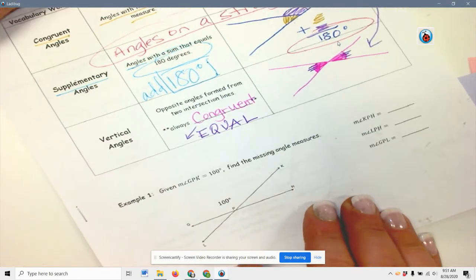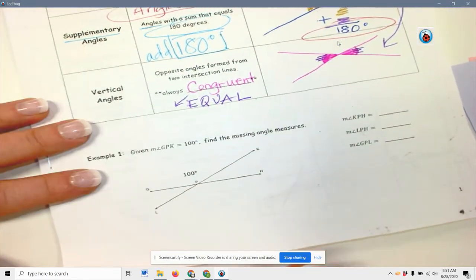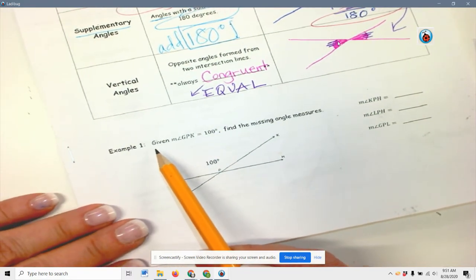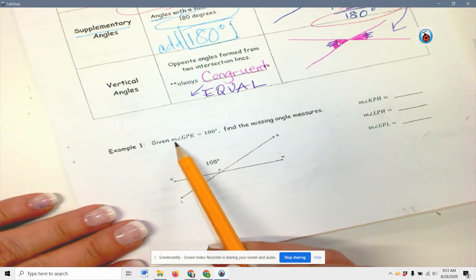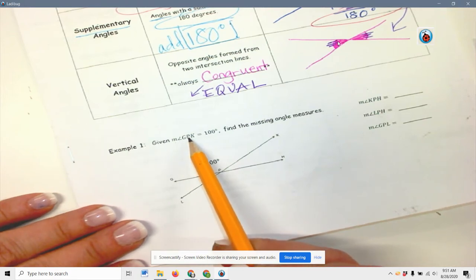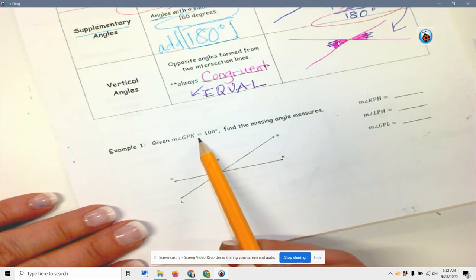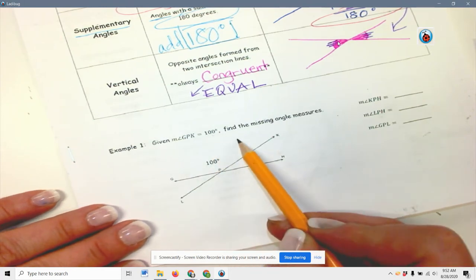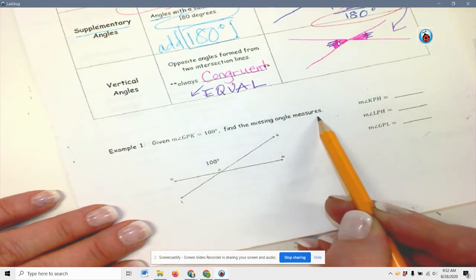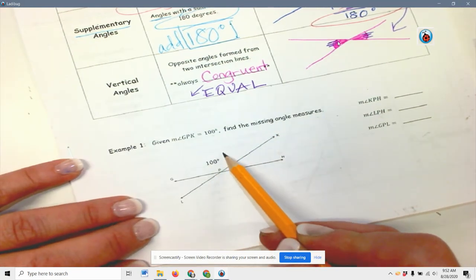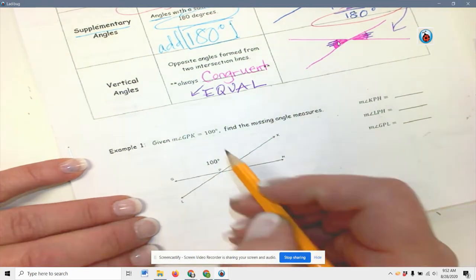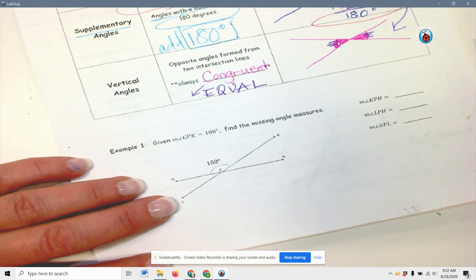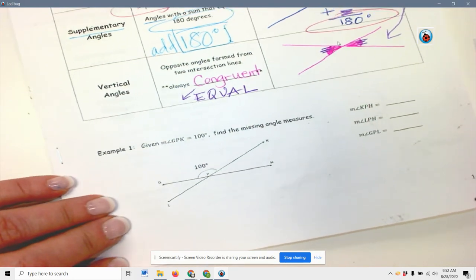So we're going to do example number 1 now. And what example number 1 is asking, it says, given the measure of angle GPK equals 100 degrees, that's a degree symbol, find the missing angle measures. So when this 100 degrees is written in here, that's saying, well, this angle right there measures 100 degrees.